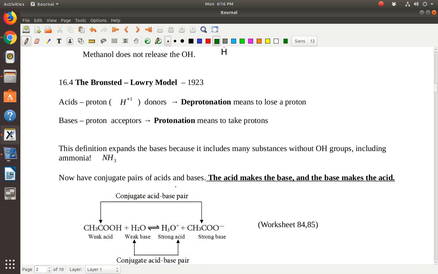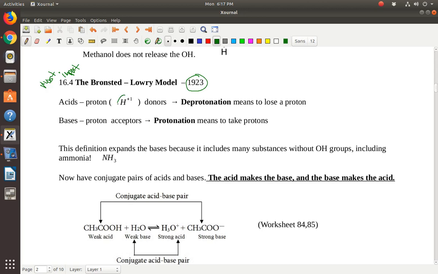Of the three models we're going to learn about, this is the most important one. This is the one we're going to use a lot. Now, for the Arrhenius model, you're going to have to just memorize them a little bit. Bronsted-Lowry, a model from 1923. I don't care about the date. I'm just putting it on there for reference.